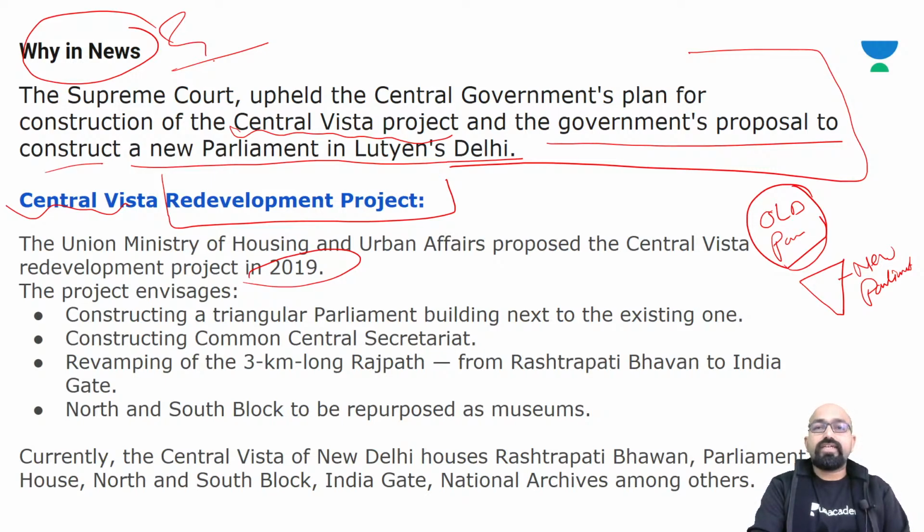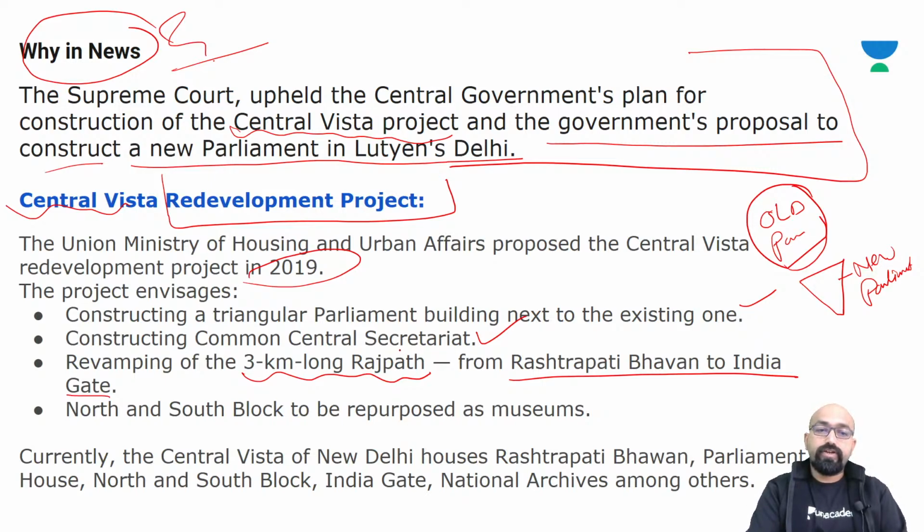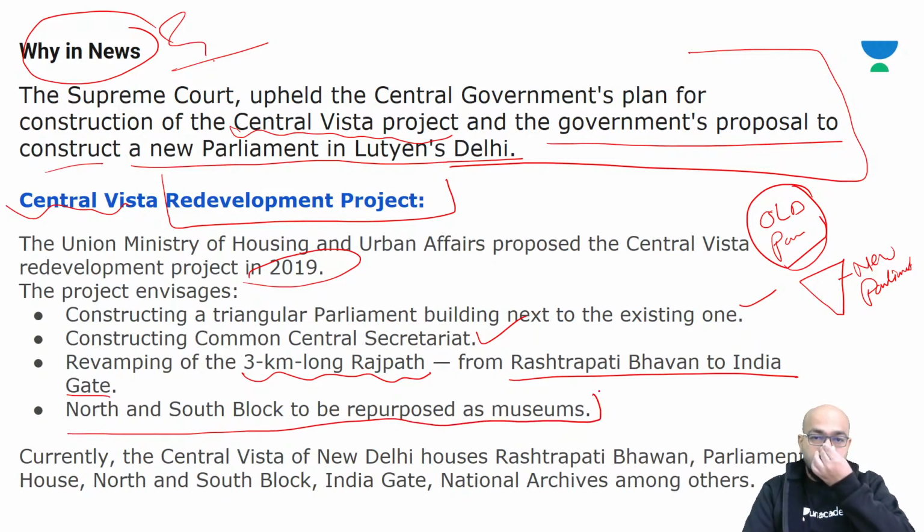So basically the Central Vista redevelopment project includes constructing a triangular parliament building next to the existing one, and constructing a common central secretariat, revamping of the 3 kilometer long Rajpath from Rashtrapati Bhavan to India Gate, and the north and south block to be repurposed as museums. Currently the central vista of New Delhi houses Rashtrapati Bhavan, Parliament House, north and south block, India Gate and National Archives, among others.